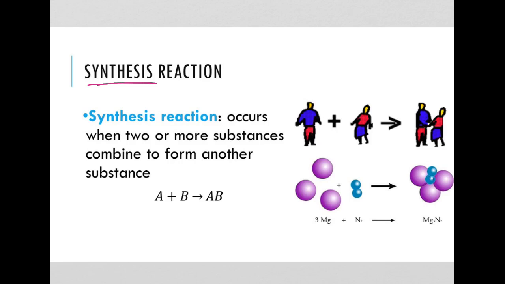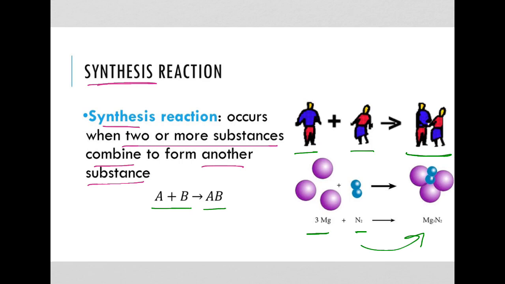A synthesis reaction, you can think of what that word synthesis, or to synthesize something, means. To me, it means to create something. A synthesis reaction is when two or more things combine to form another substance. So, for example, A plus B makes AB. So here's a picture of two people. This guy and this girl come together to make this couple. Or, for example, here magnesium and nitrogen come together to form magnesium nitride. So two separate items come together to form a single combined item. They are synthesized together.